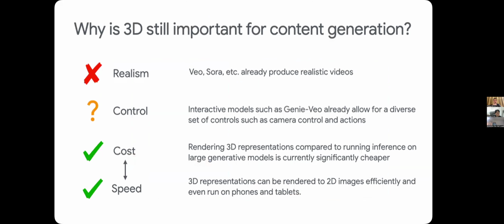So this gets us to answering the question, why is 3D still important for content generation? While 2D methods are already producing highly realistic videos and have already shown interactive capabilities such as camera control, we do not yet have full and precise control over them. More importantly, these models cannot really be served currently, so we still require 3D distillation for serving at the moment. And whether that will change in the future, well, I guess we will see.